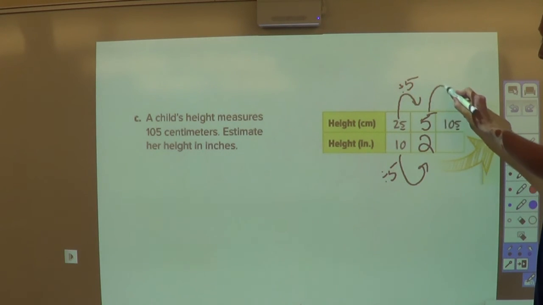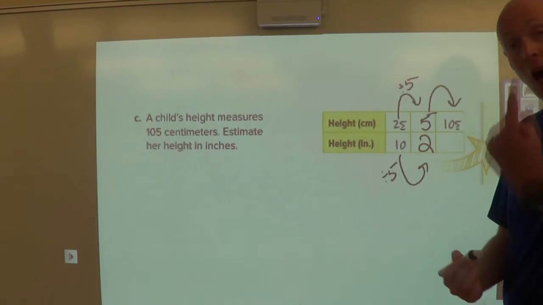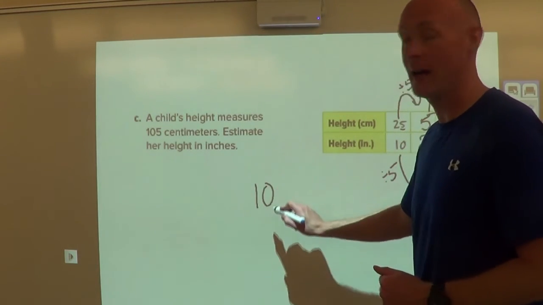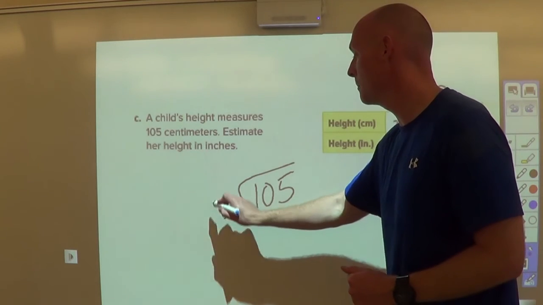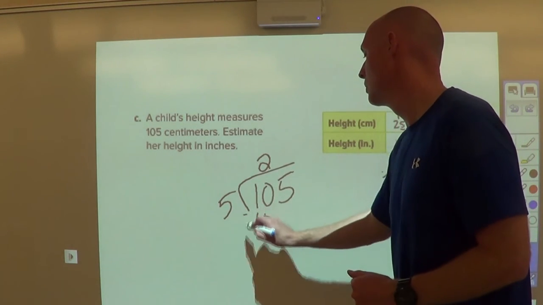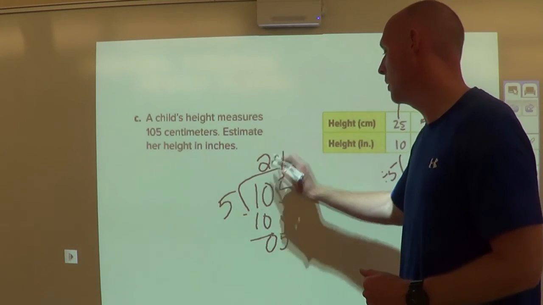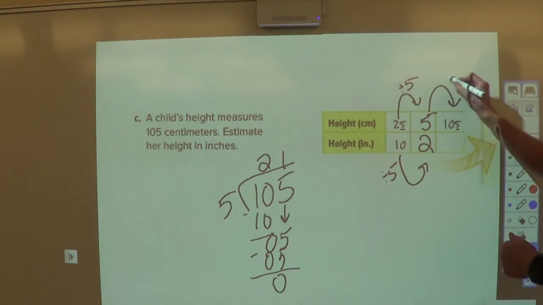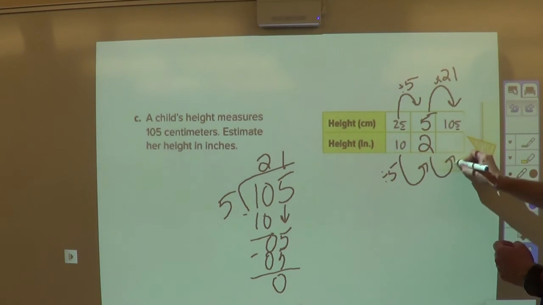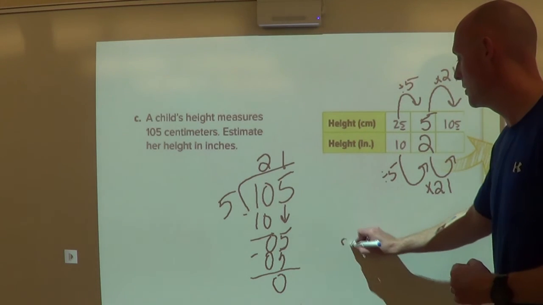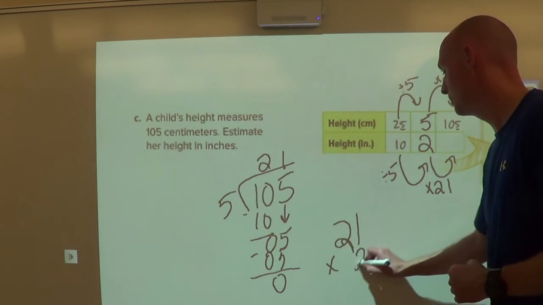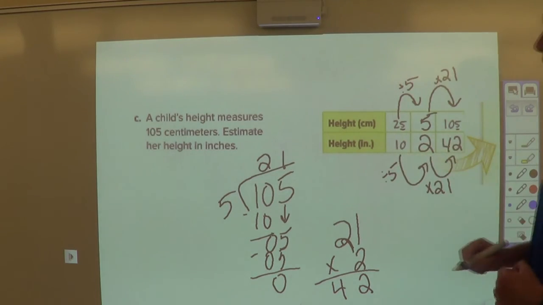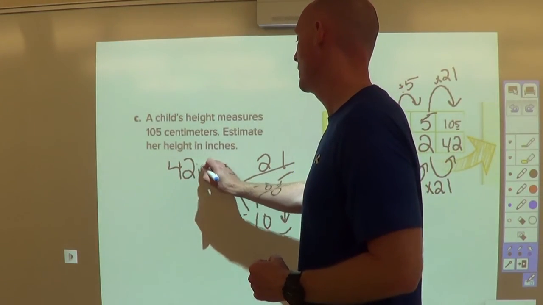Now, how do I go from 5 to 105? Well, it's going up, right? So we have to multiply. So 5 times what is equal to 105? I have no idea, so let's do the math to figure it out. That would be 2, 0, that would be 5, that would be 1, 5, subtract, boom. So therefore, the answer is times 21. And what we're going to do here is times 21. 21 times 2 is going to be 42. So the answer of the height in inches is going to be 42 inches.